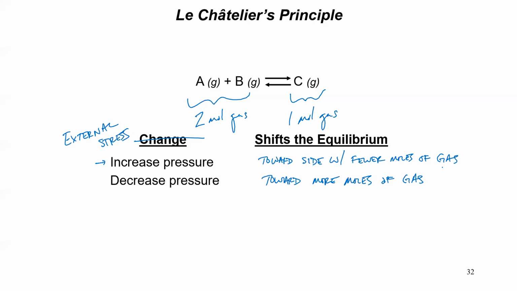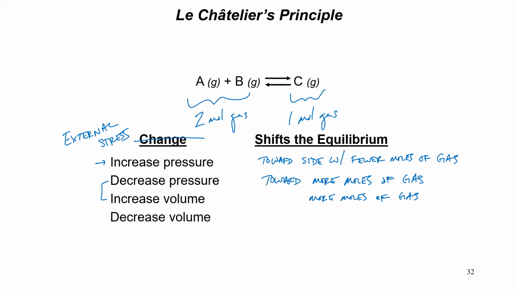So those are really the only 2 changes for pressure, right? But what about volume? Well, we know a little bit about the ideal gas law. If we increase volume, what happens to pressure? Decreases. Yeah, volume goes up, pressure goes down. And so these 2 are kind of tied together, right? And so this is going to be more moles as well. And then if we decrease volume, well, these 2 are tied together. Decreasing the volume increases the pressure. And so we're going to go to the side with fewer moles of gas.